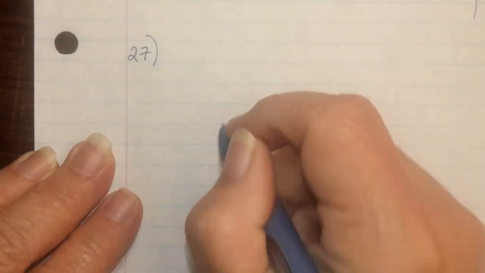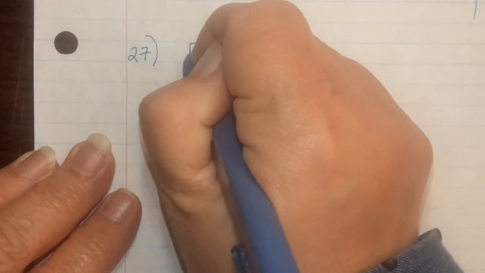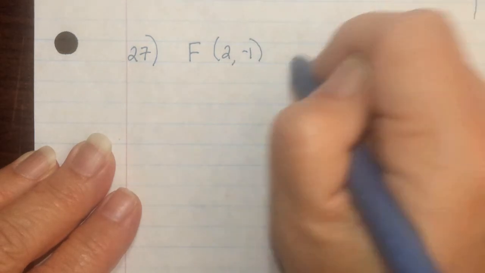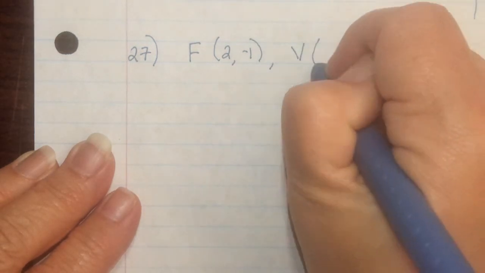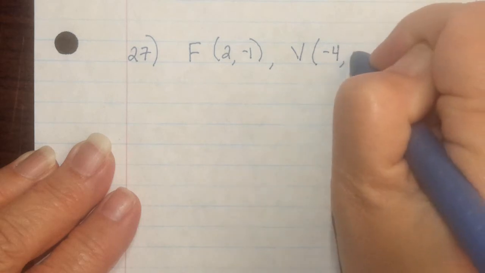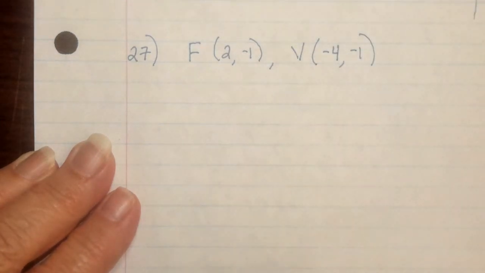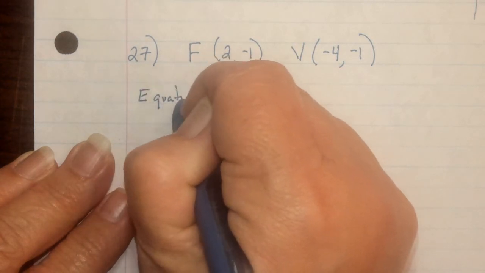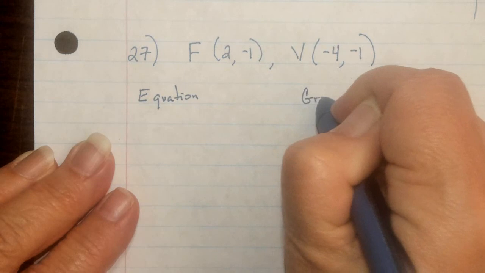All right, so now we're going to put another one in your notebook. This time we're going to do number 27. Number 27 from the textbook says the focus is at 2, -1, and the vertex is at -4, -1, and the instructions are for you to write the equation and do a graph.